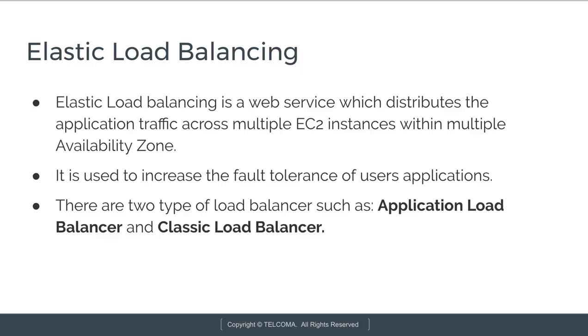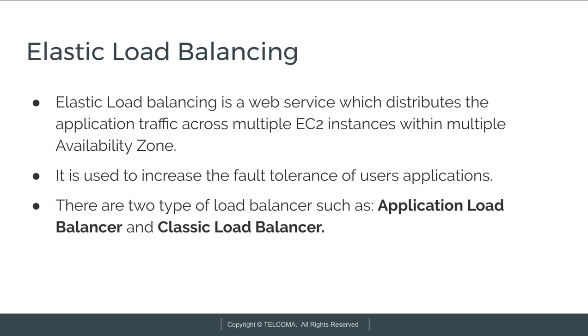So let's discuss this. It is a web service and it distributes application traffic across various EC2 instances in multiple availability zones. Why is it required? To ensure consistency, we need to balance the request load across more than one server. So we have a load balancer, which is basically a mechanism that automatically distributes traffic across multiple EC2 instances.